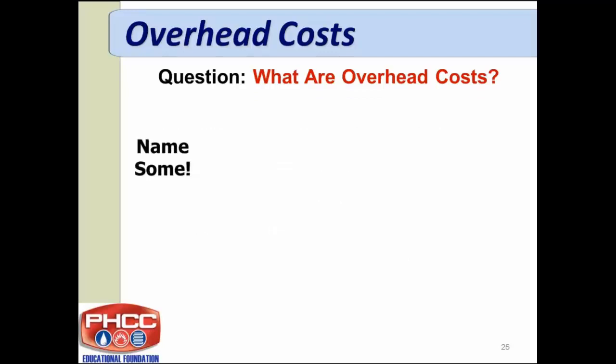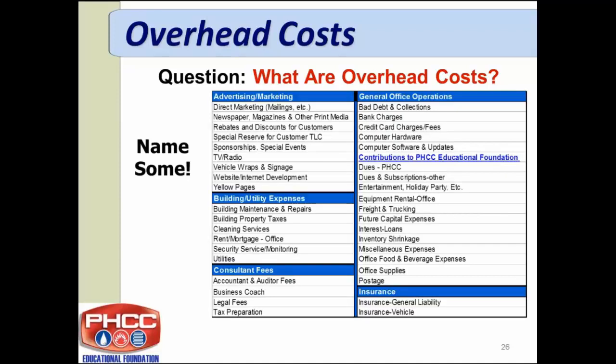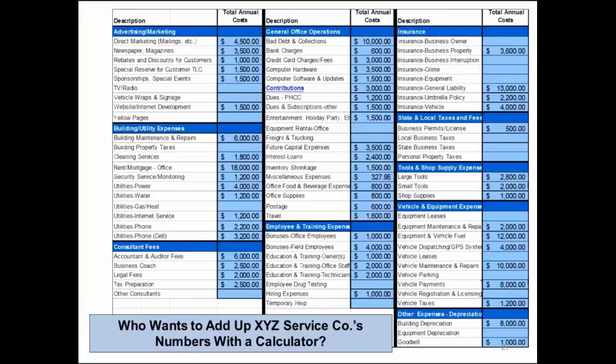So we need some examples. What are some typical overhead costs? Advertising, rent for the building. All these different things are overhead costs that a business owner needs to be considering when they're developing their pricing. All right, for XYZ Service Company, these are the overhead costs for the company.